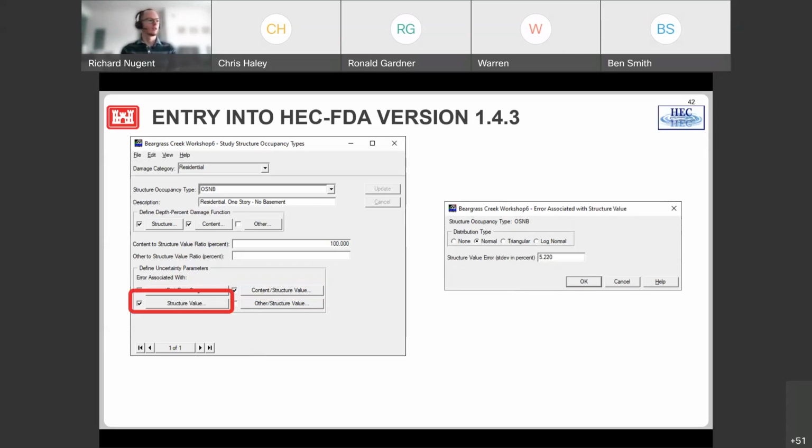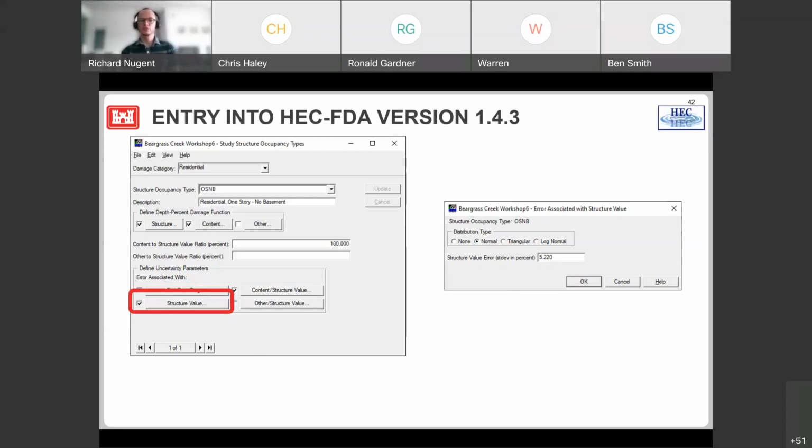The uncertainty in the structure value is also entered as a coefficient of variation. Here we're using a normal distribution. The coefficient of variation is 5.22%. This is really helpful. Using a coefficient of variation for the content to structure value ratio doesn't make a whole lot of sense to me, and in 2.0, we won't be doing it that way.